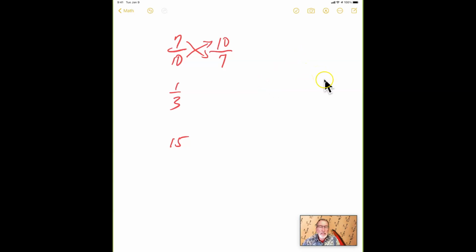But another interesting aspect of reciprocals is that when you take the product of a number and its reciprocal, the answer is always 1. So if we have 7/10 and we multiply that by 10/7, we're going to get 70/70. And of course, we can reduce that down. If you can see 1 right away, then you've got it.